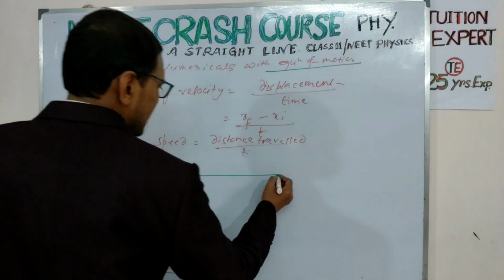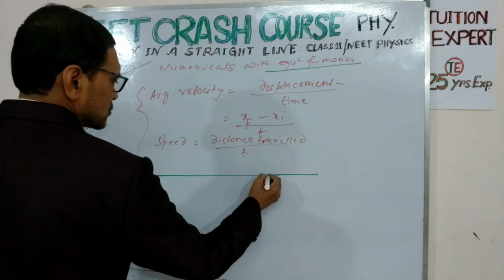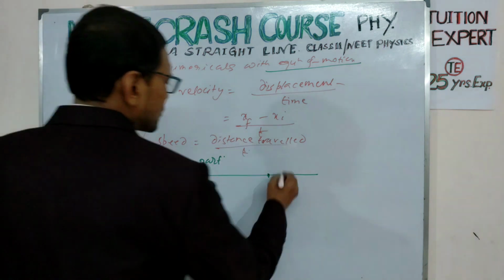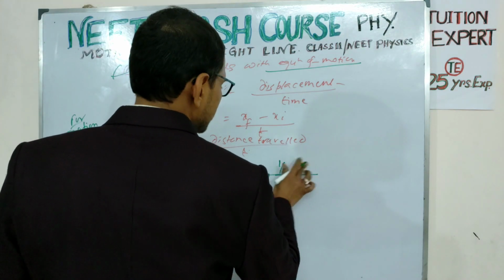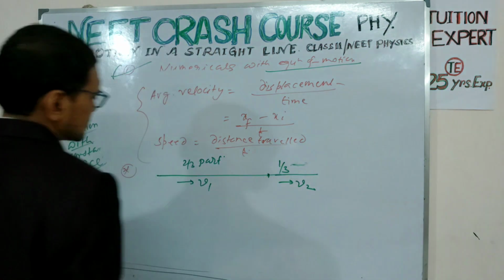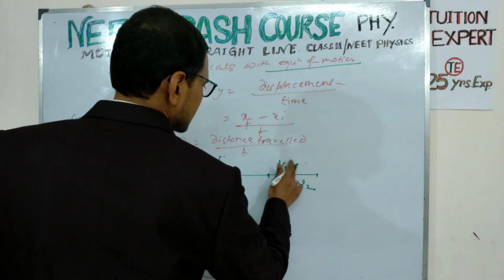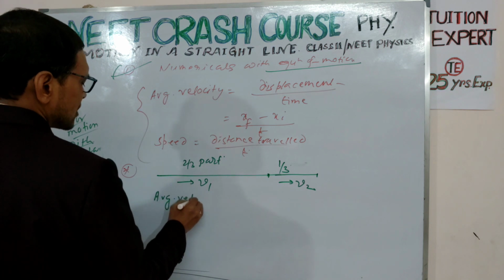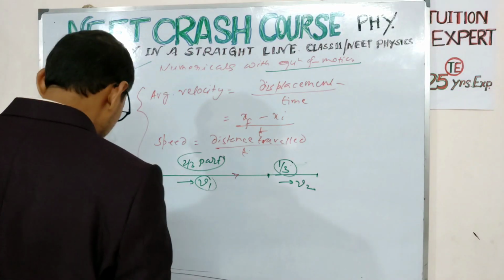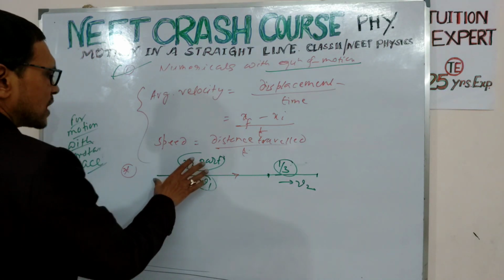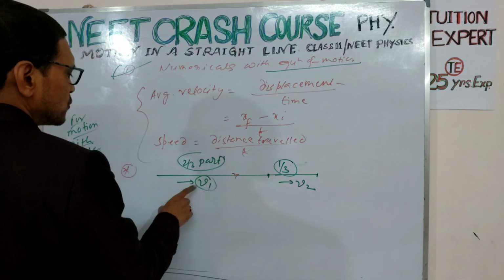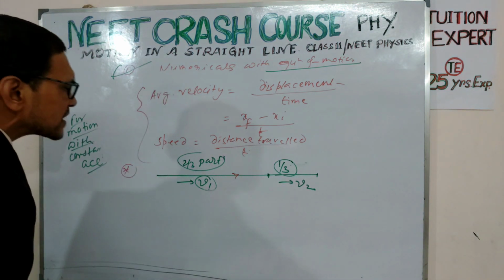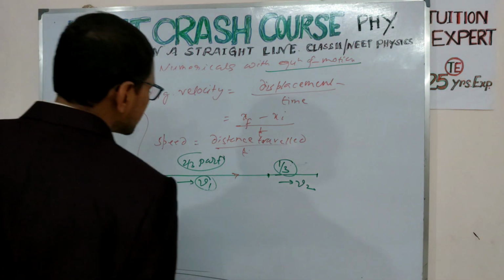Now a body moves a path, two-thirds part with velocity v1 and one-third part with velocity v2. What is the average velocity? So if a body moves 2/3 of the whole journey with speed v1 and 1/3 of the whole journey with speed v2, then what is the average speed of the body?